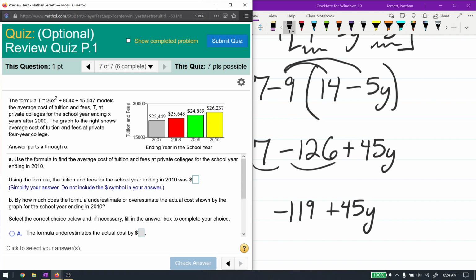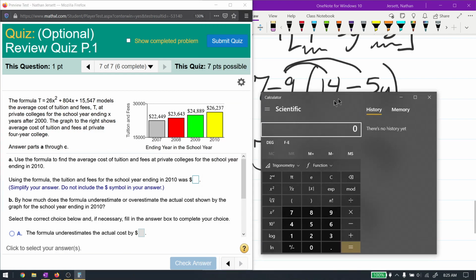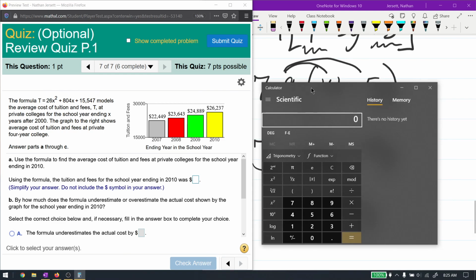The first part says use the formula to find the average cost of tuition and fees for the school year ending in 2010. Now we have the data for that, but they're asking us to use the formula, or use this model that was created from this data. So we're going to plug in X equal to 10 into this model here. And this is really a job for a calculator because it's got a lot of weird numbers to work with.